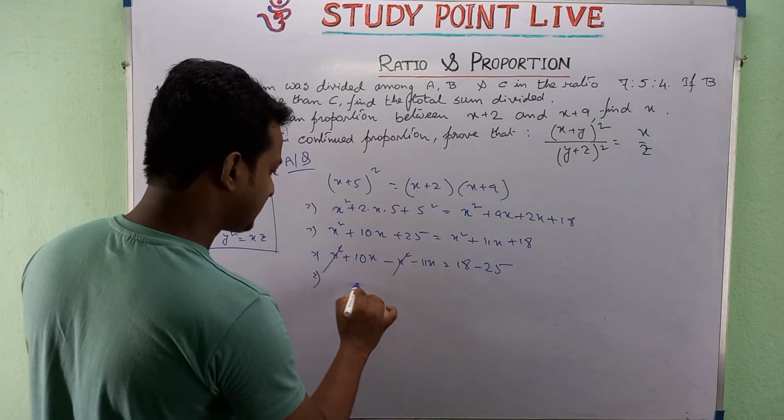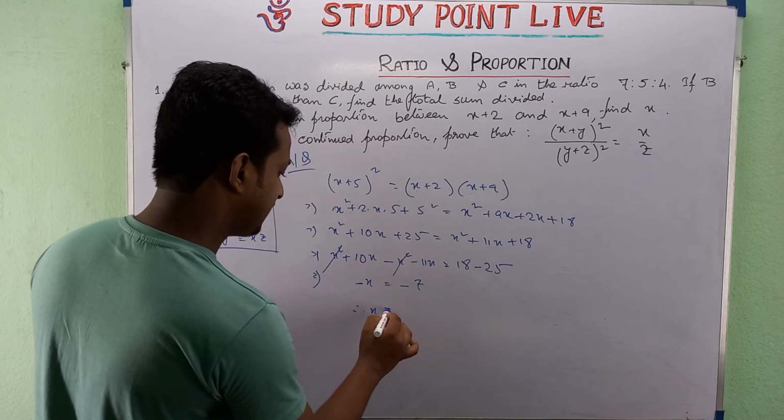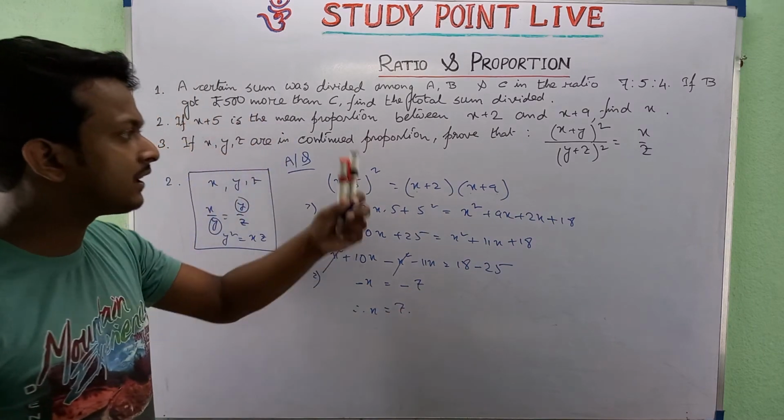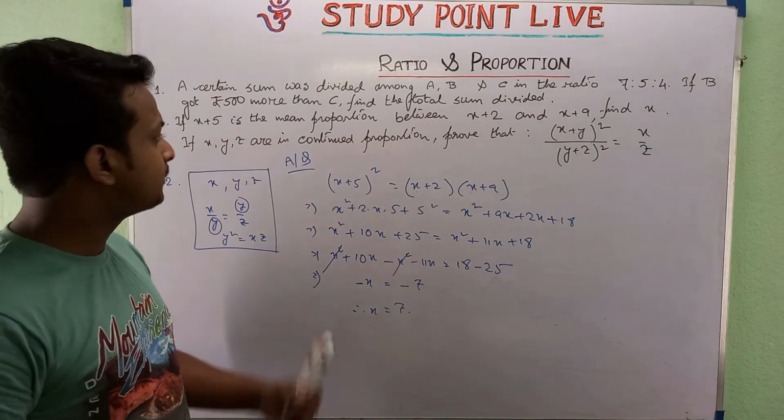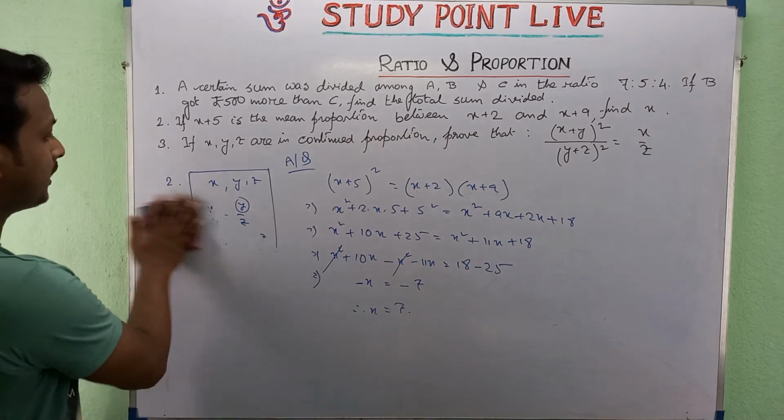So 10x minus 11x, that is minus x, is equal to minus 7. Therefore you can say x is equal to 7. So this is the answer, and the question was, find the value of x. So this will be the answer of the second part. Okay, I think it is also clear to you.